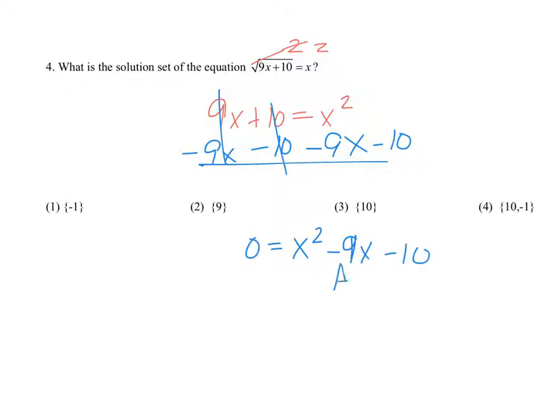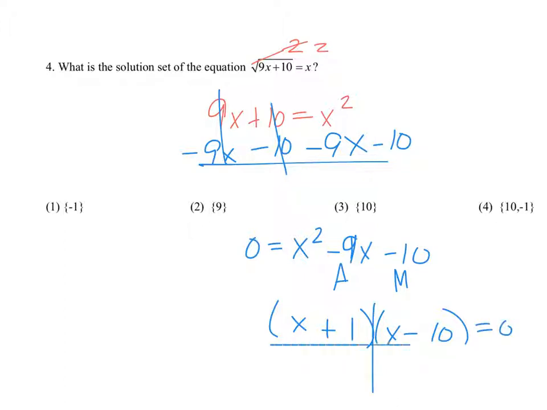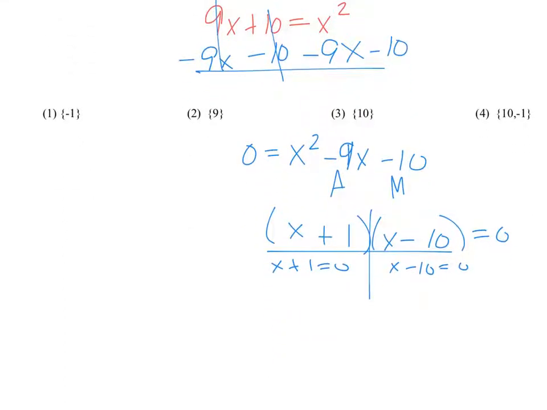Now I'm going to institute the AM method. So x and x. I want opposite signs because I'm multiplying to a negative. The factors of 10 that add to 9 are a negative 10 and a positive 1. I will split this and set each piece equal to 0 and solve for x. That means that I will get x equals negative 1 and add 10, x equals 10.